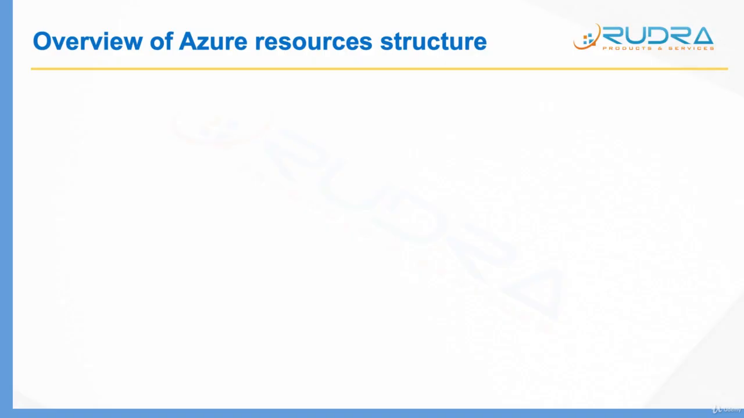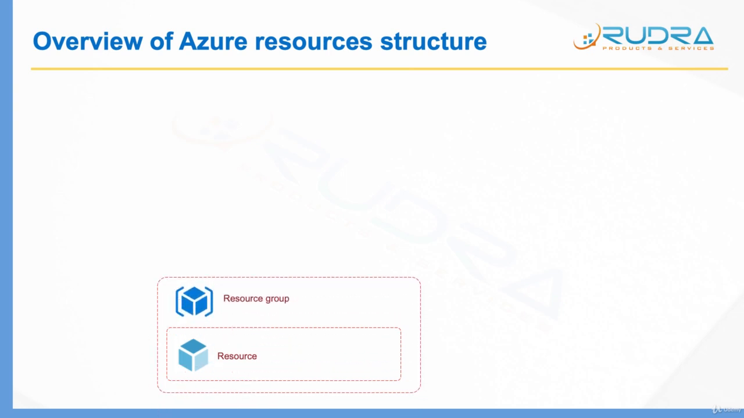In terms of Azure resources, the lowest common denominator is the Azure resource. A resource is an entity that is managed by Azure. It can be a virtual machine, a virtual network, or a storage account. And each resource in Azure must belong to a resource group. A resource group is a logical entity that groups the resources so that you can manage all the resources in the resource group as a single entity. Most of the time, you will put the resources that share a common life cycle into a particular resource group.